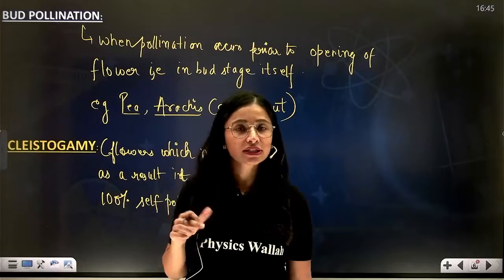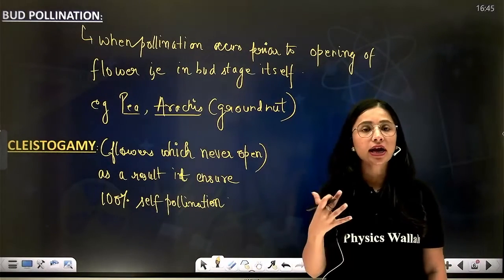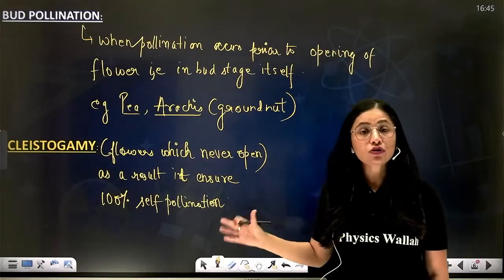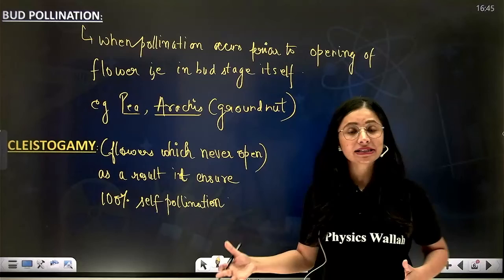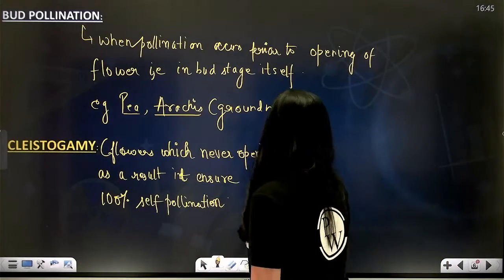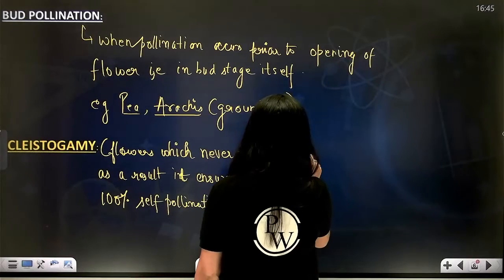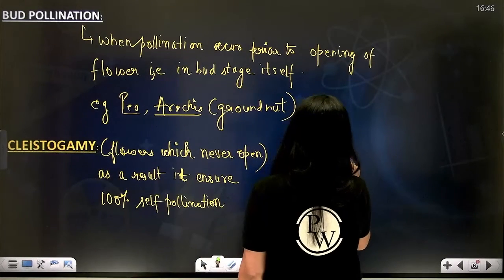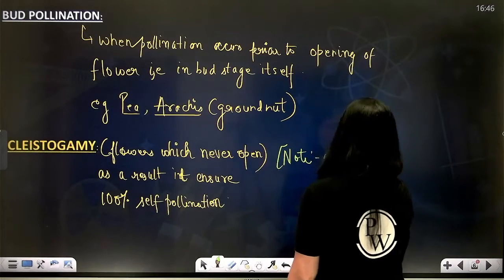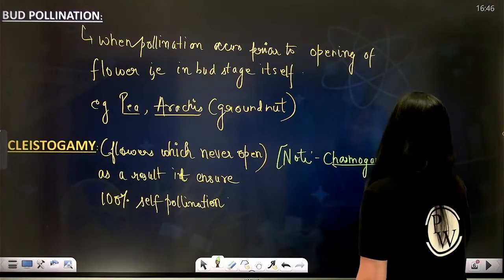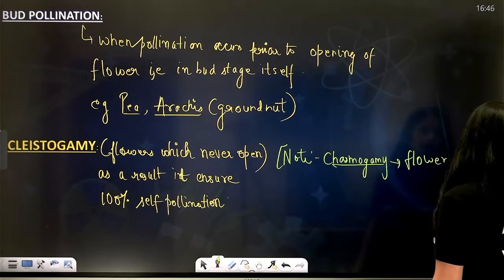The flowers which never open. Opposite to cleistogamy are chasmogamy flowers, flowers which open. This is not a contrivance, but yet you should know that the opposite of cleistogamy is, here I am writing with another color pen, note point, chasmogamy. Chasmogamy is just the opposite term for cleistogamy. That means flowers which open. Normally all flowers are chasmogamous.